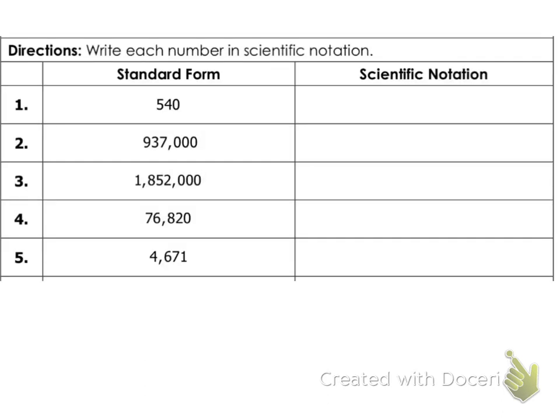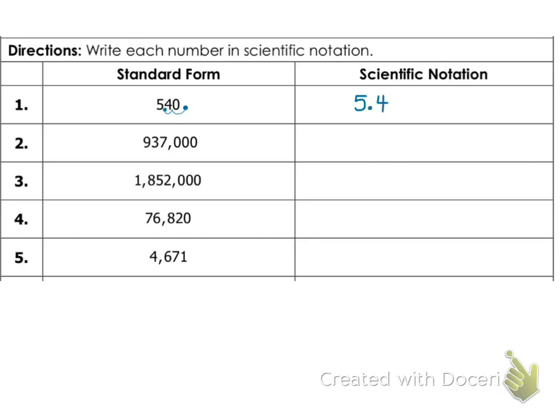For number 1, they have 540, written in standard form. To write that in scientific notation, we first need to move the decimal point. The decimal point is actually after the 0. If there's no decimal point shown, it's understood to be after the number. We need to move it so that there is only one single digit in front of the decimal point. It can be any digit 1 through 9. So we move it twice to the left, in between the 5 and the 4.